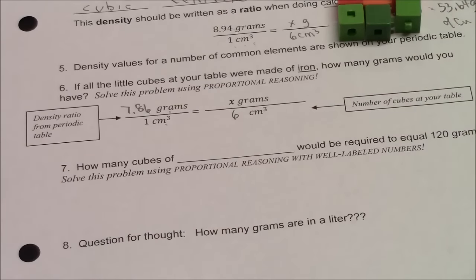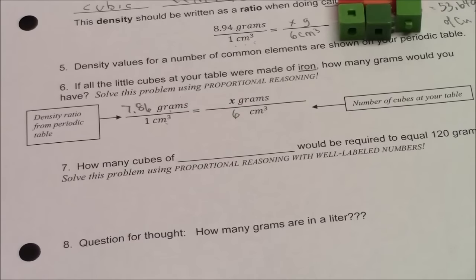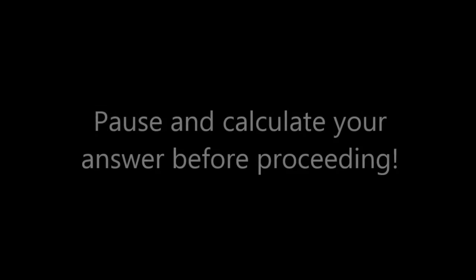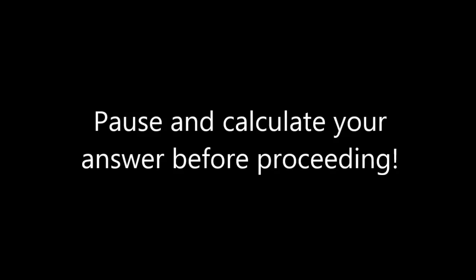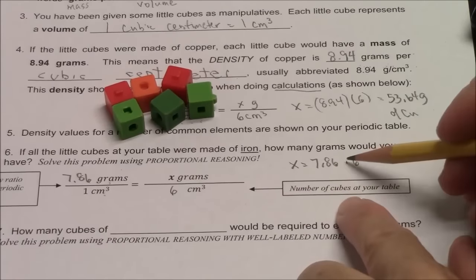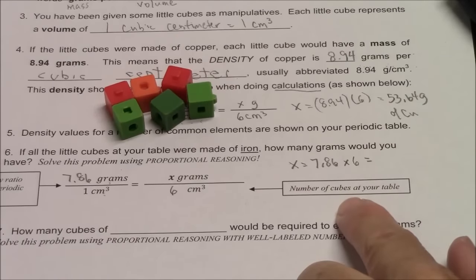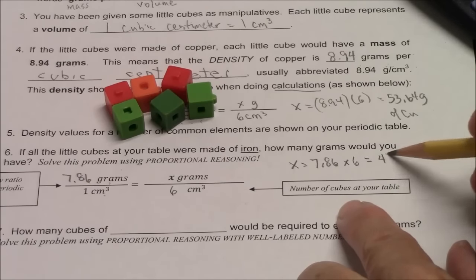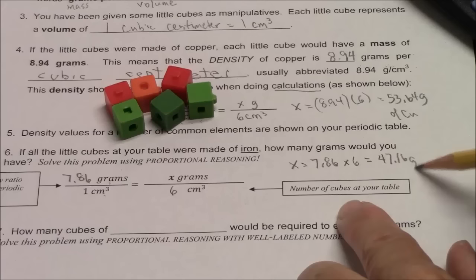Now I can solve for x. So you try to solve that before I show you the answer. Pause the tape. Here's my algebra, 7.86 times 6. And I will get, on the calculator, 47.16. Label is grams. The substance is iron.